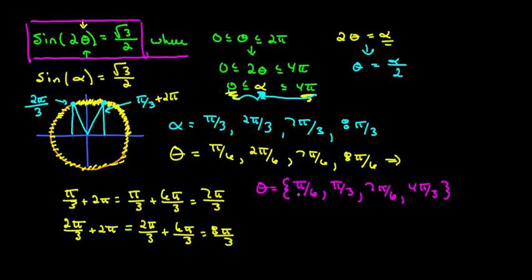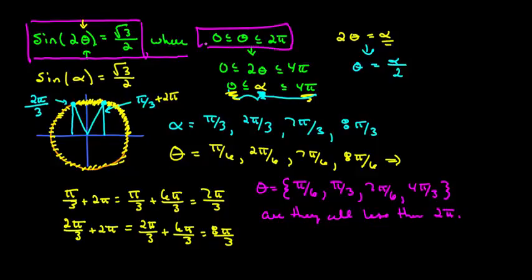Now the second thing we have to make sure, so these guys all work in this equation, but are they all less than 2 pi? Because our restriction is they have to be between 0 and 2 pi. Now they're certainly more than 0. Well, 2 pi in terms of over 3, so look, pi over 6 is certainly less than 2 pi, right? Because pi over 6 is less than 12 pi over 6, which is 2 pi. So that one's true.